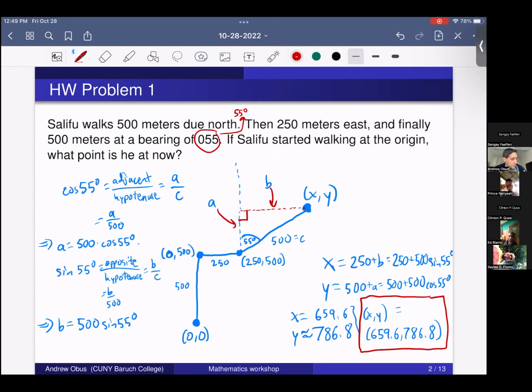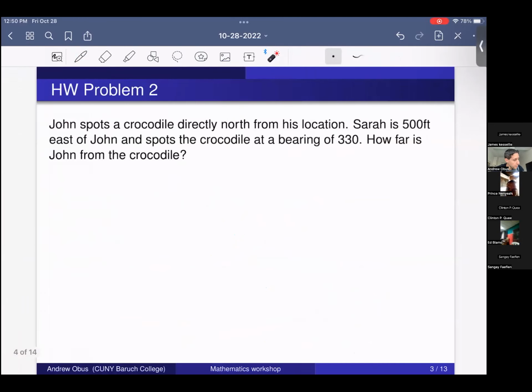Okay, so this is how we solve this problem. And in this case, most of what we had to do is just draw the picture. There was just one thing that we had to figure out involving the bearing, and it always just means we have to draw this right triangle and figure out what the two sides of the right triangle are. Okay, so are there any questions on this problem? Okay, good. So let's do the second homework problem.